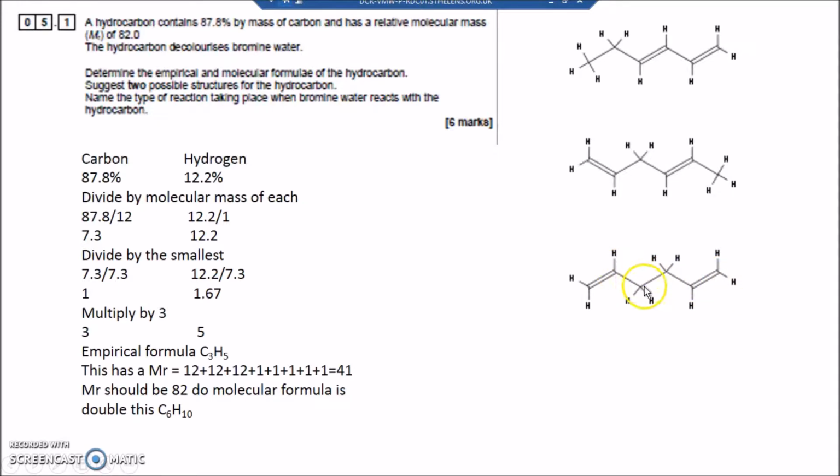You could even have hex-2,4-diene as well. So any combination where there's 2 double bonds in a chain of 6 would suffice. You could even have a cyclic compound of 6 with a double bond in there, cyclohexene. And then finally, name the type of reaction taking place when bromine water reacts with the hydrocarbon.